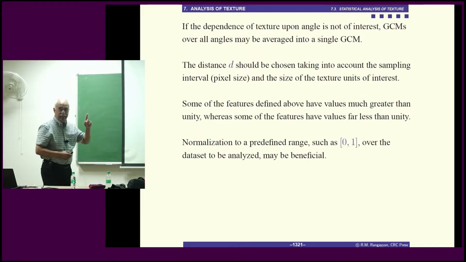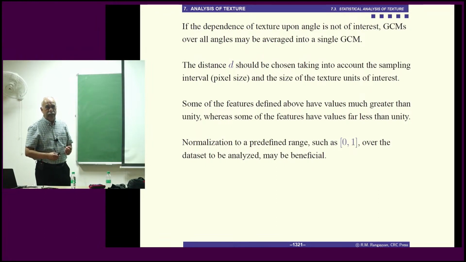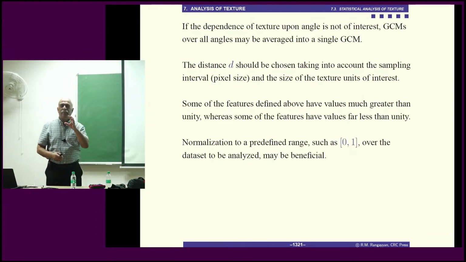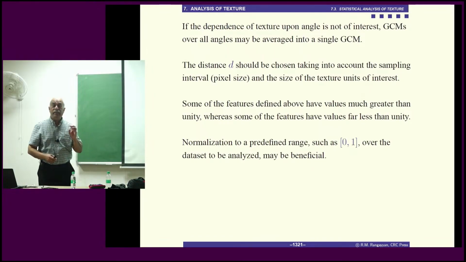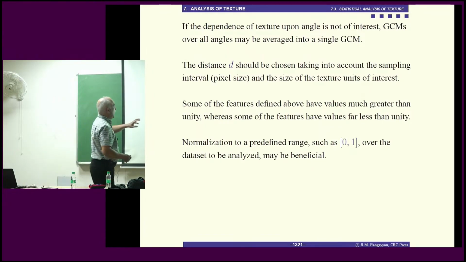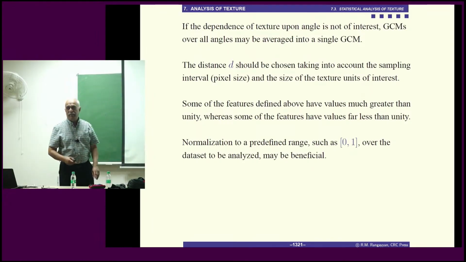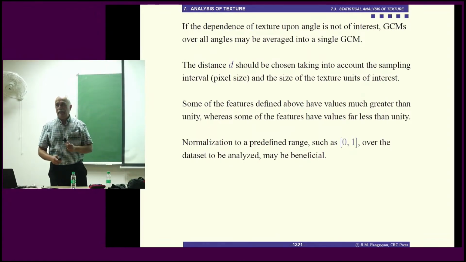So the angle and distance, theta and d, need to be accounted for depending on the application, the resolution of your image, and the expected spatial size or dimensions of the patterns of interest. So normalization to a range such as 0 to 1 over the data set may be beneficial. Or you may normalize by dividing by the standard deviation of each feature.